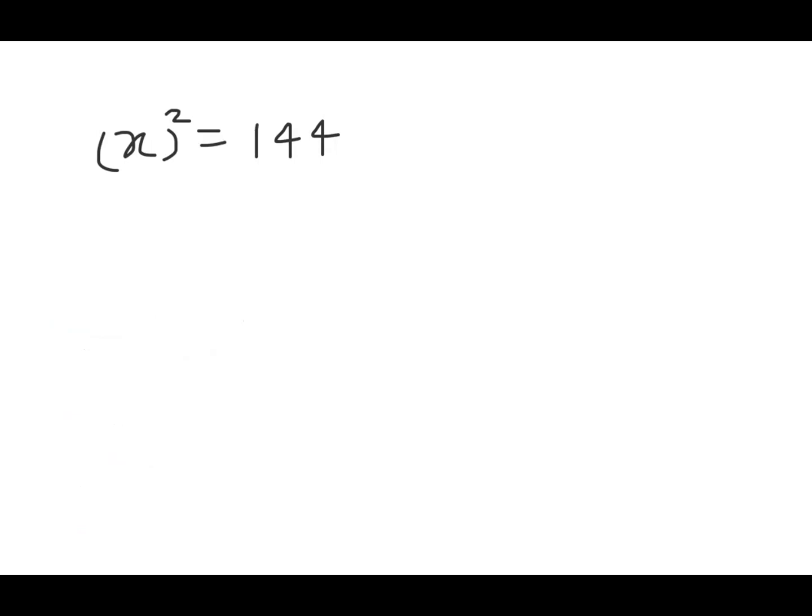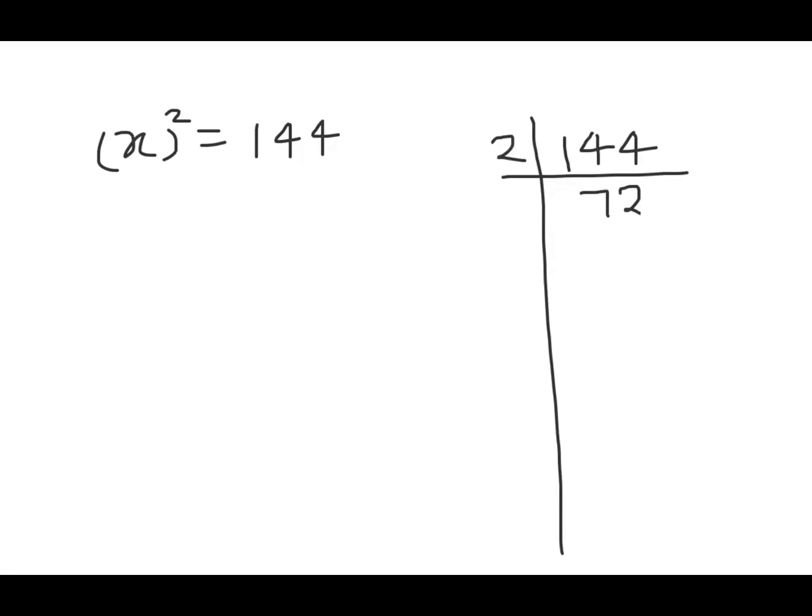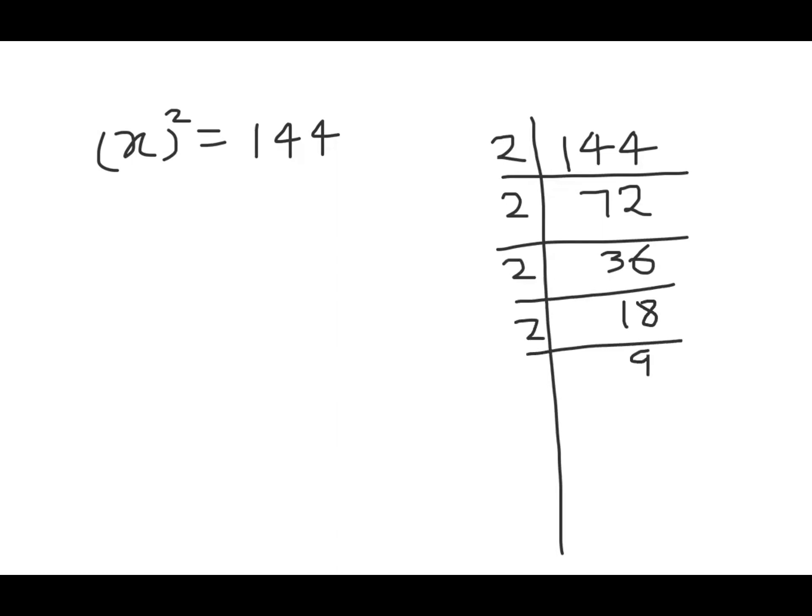Remember how we used to find the LCM. I have 144 here. We can write it and find the LCM actually. 2 multiplied by 72 gives 144. 2 multiplied by 36 gives 72. Then 18, then 9. And 3 multiplied by 3 gives us 9. You know how to find the LCM, right?